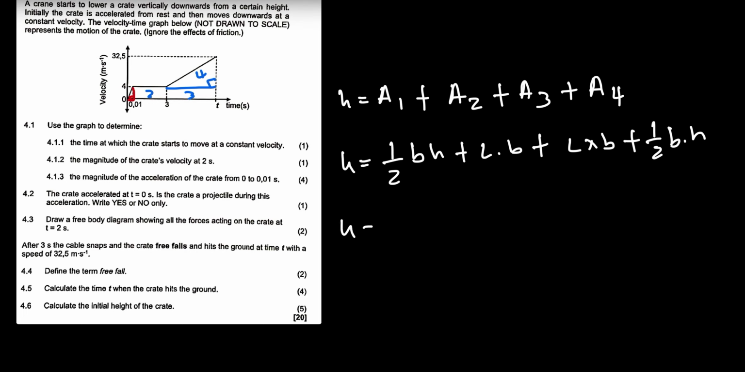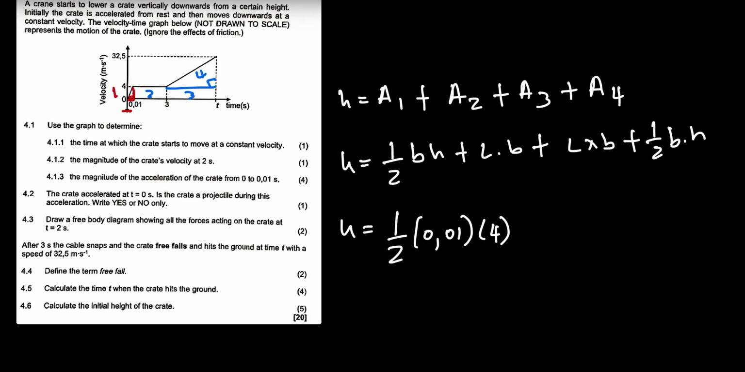So now we should substitute what we have. So now for area number 1, we're going to say this is 1/2. So the base is just going to be from 0 to 0.01. So that means the base is 0.01. And then the height should be 4. The height is going to be 4. Okay, that is the base and that is the height.